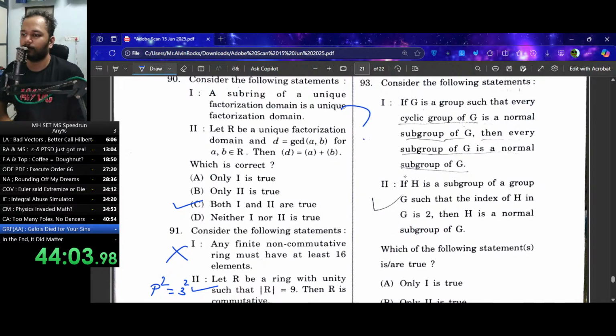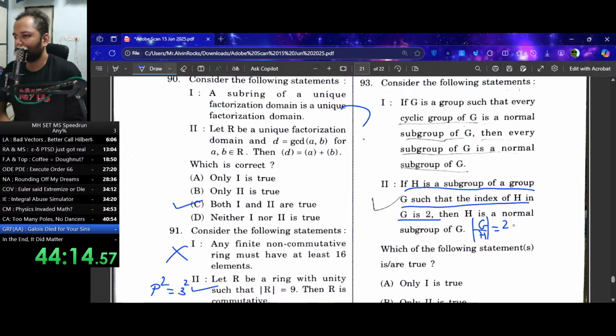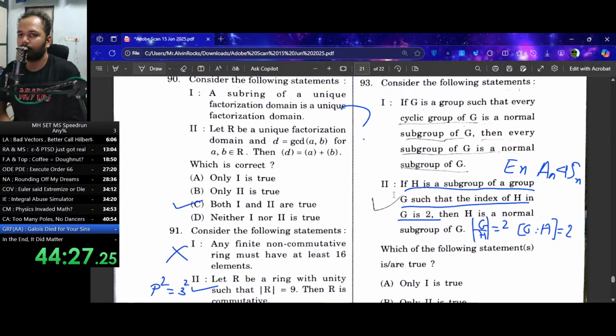I had no idea over this. If H is a subgroup of G such that the index is 2, then it is normal. G by H index is 2. This type of notation also works. A good example would be A_n, which is always normal in S_n.